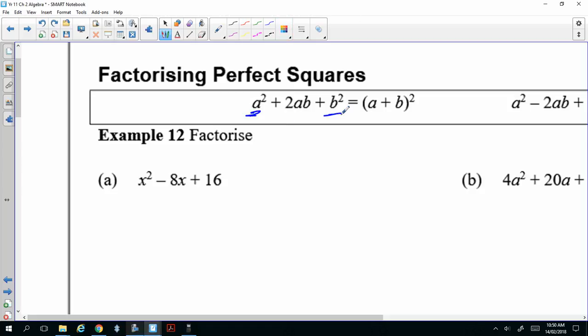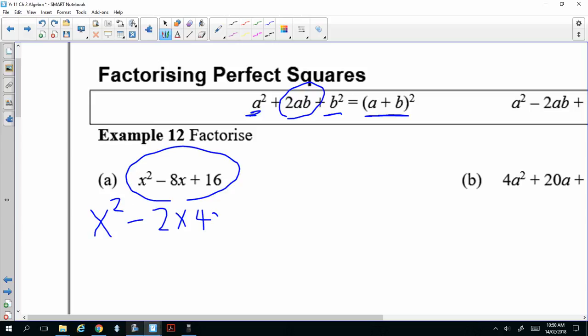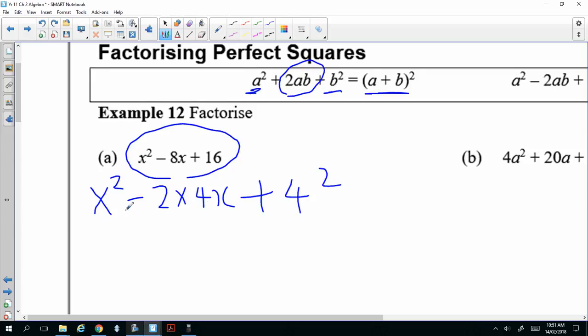Now to check whether this is a perfect square, you just have to write like this, x squared. Write the a as 2 times 4x, right? 2 times 4 is 8. And then the 16 is 4 squared. So when you see the structure, a squared minus 2ab plus b squared, there's a shortcut. You can just write x minus 4 all squared. Okay?